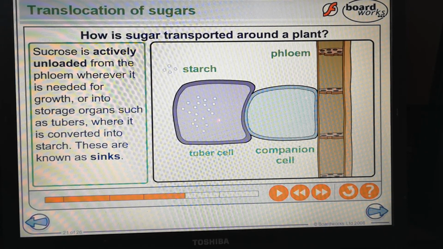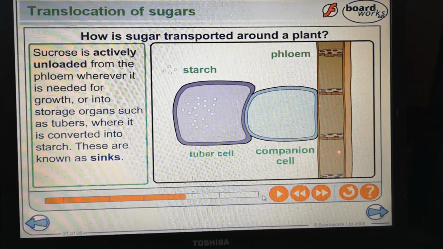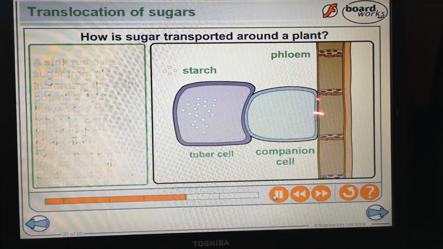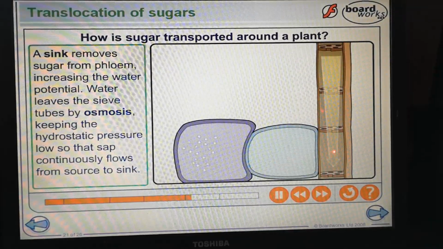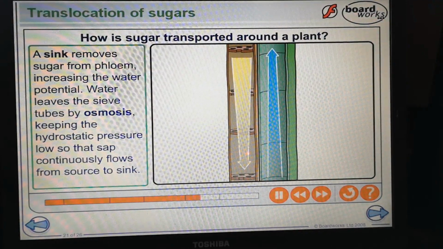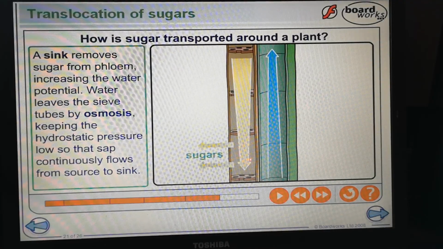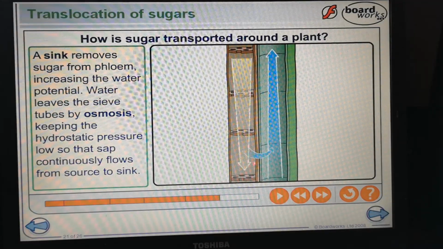Now, this is the fascinating part. What will happen then is, because of all that sugar that is moving out of the phloem, what's going to happen to the water potential? Well, it's going to cause the water potential to increase. And that means that water will naturally move out via osmosis back into the xylem. Now, when that happens, it's going to cause the hydrostatic pressure down here to decrease.